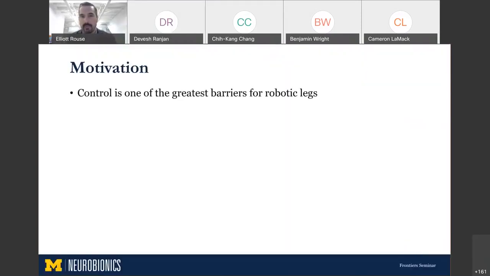Control is one of the greatest, in my opinion, one of the greatest challenges to the widespread adoption of robotic legs. In my mind, it's why you don't see robotic legs in the public. It's very difficult to control these systems reliably and safely. And if they make a mistake, it can cause a very serious injury to the wearer.